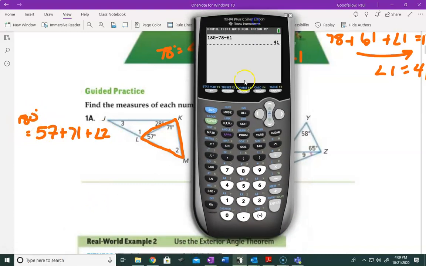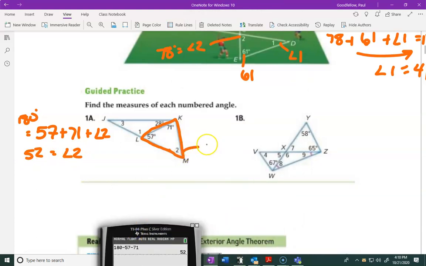Little subtraction going on in that one. Let's try that out. 180 minus this 57 minus the 71, and I'd end up with angle 2 to be 52 degrees. Okay, pretty straightforward concept, nothing really super exciting.